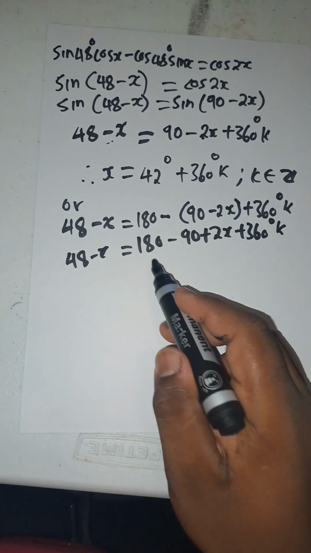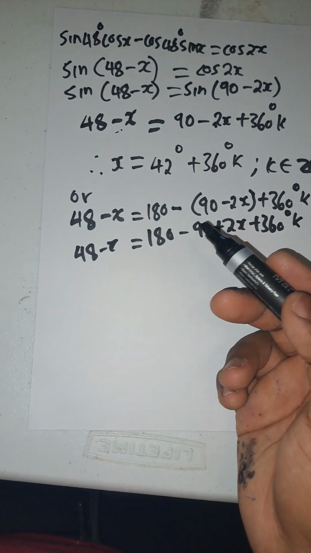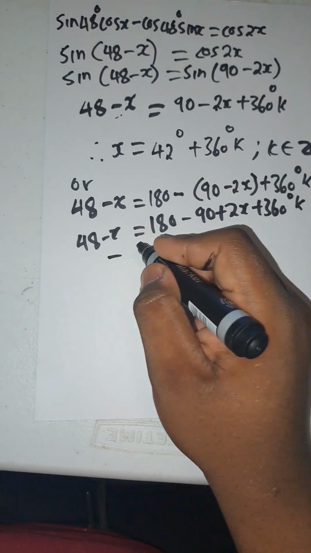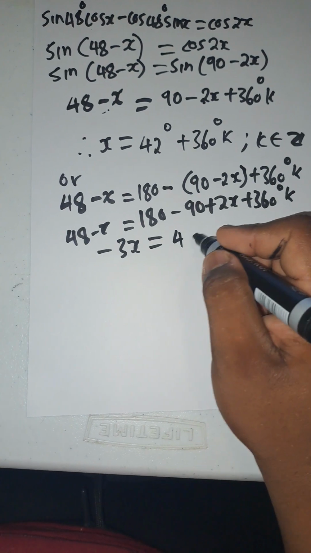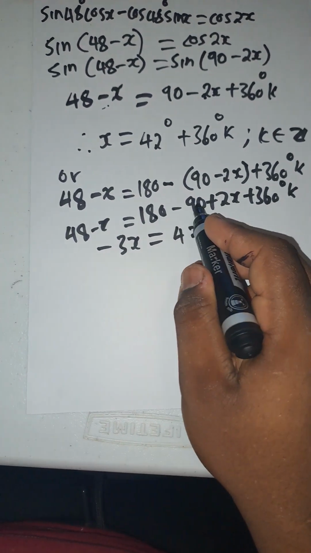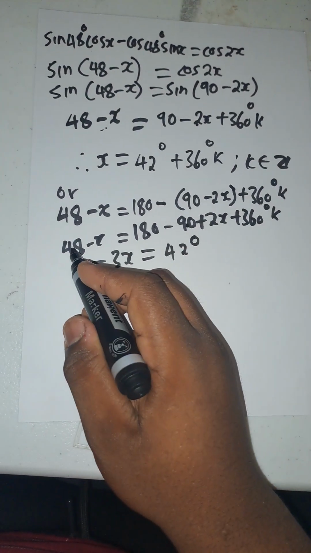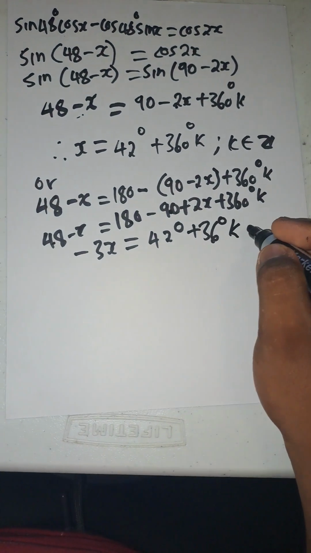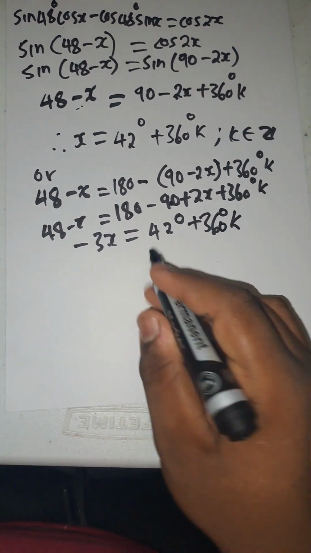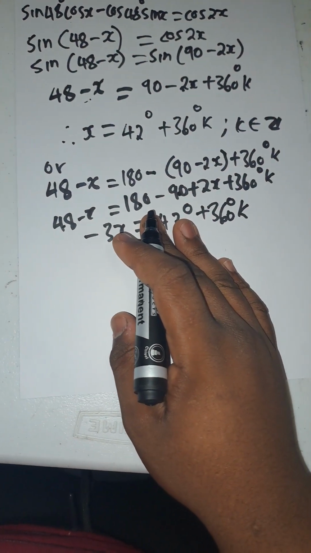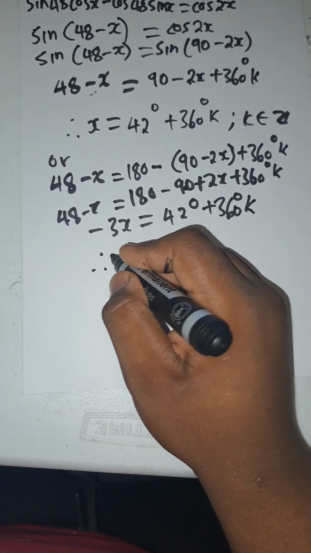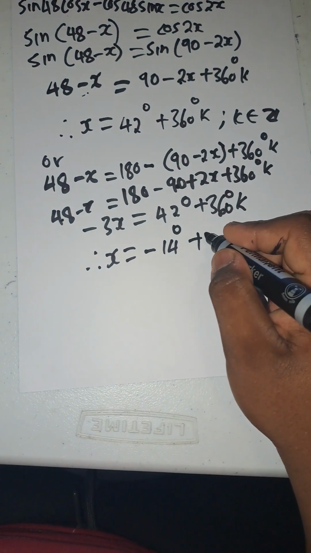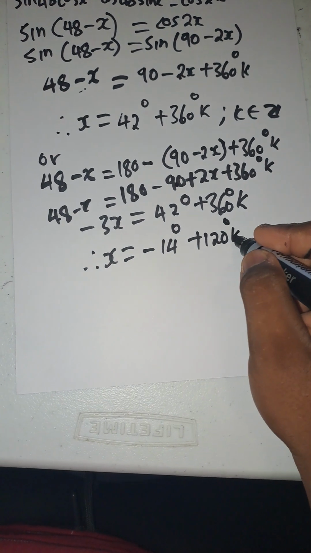After that, 180 minus 90, it is 90 already. So negative 1, negative 2, it is negative 3x, which is equal to 42 degrees, because 180 minus 90 is 90, and 90 minus 48 is 42, plus 360 degrees k. Now we are going to divide everything by negative 3. So therefore, x is equal to negative 14 degrees plus 120 degrees k.